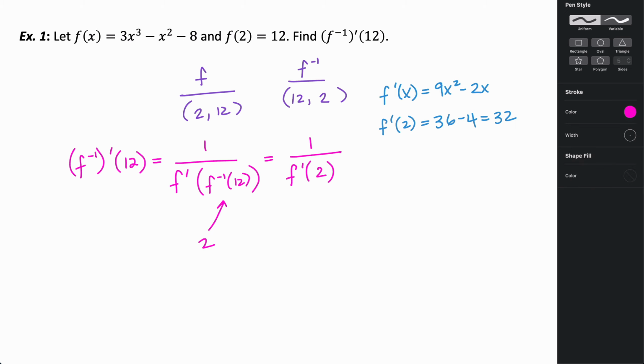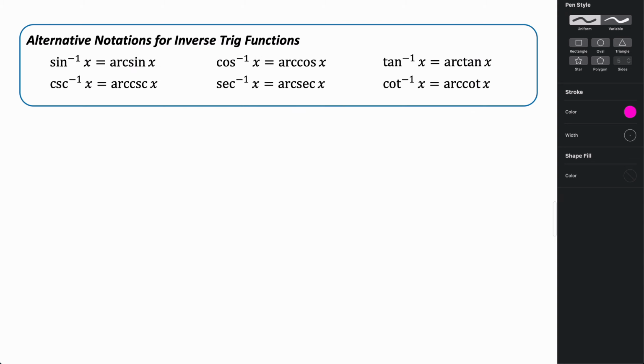So that means the derivative of f at 2 is 32, which tells me the derivative of f inverse at 12, right? Remember, the corresponding point would be there. So the derivative of f inverse at 12 would be 1 over 32. This is the slope of my tangent line of my inverse at x equals 12, the corresponding point to my original function.